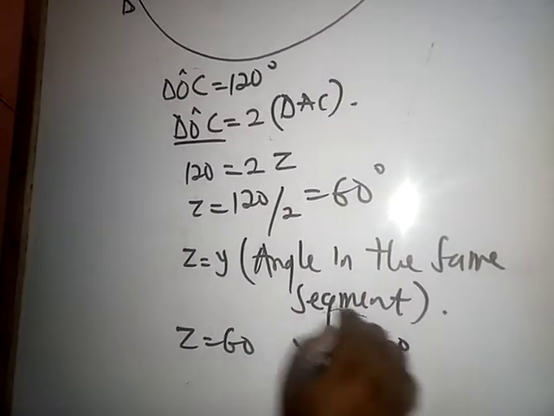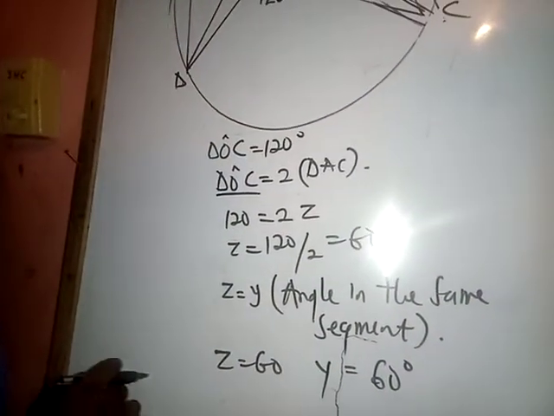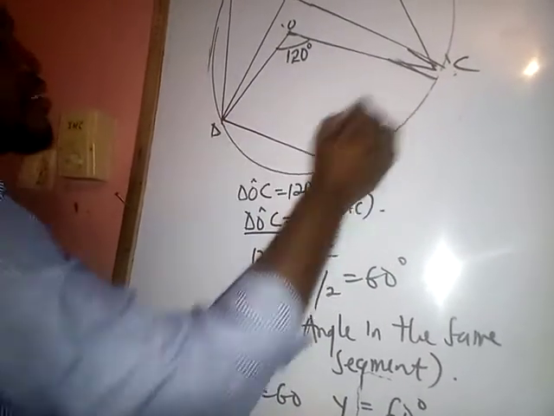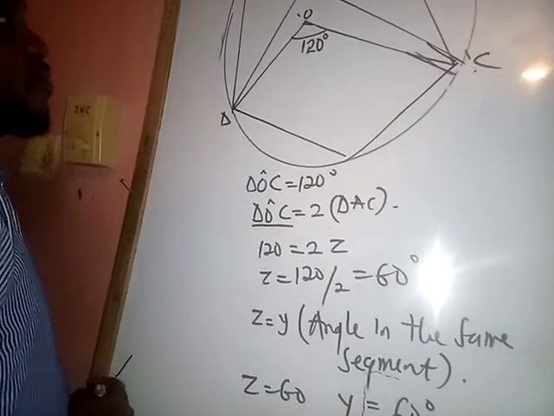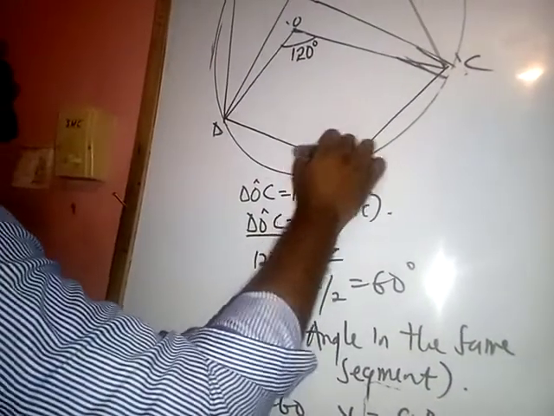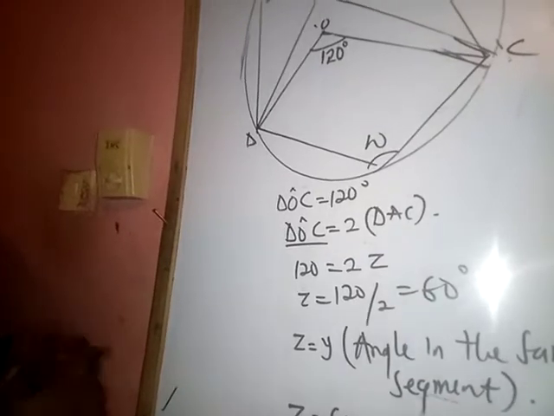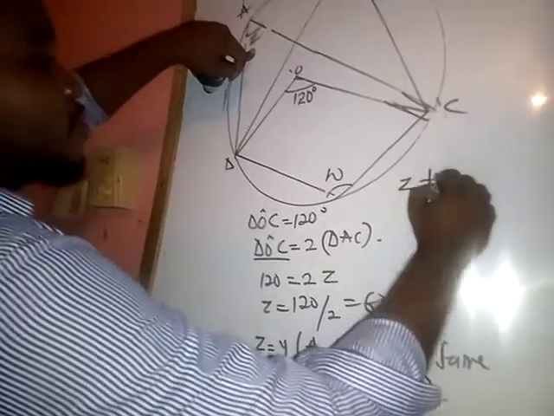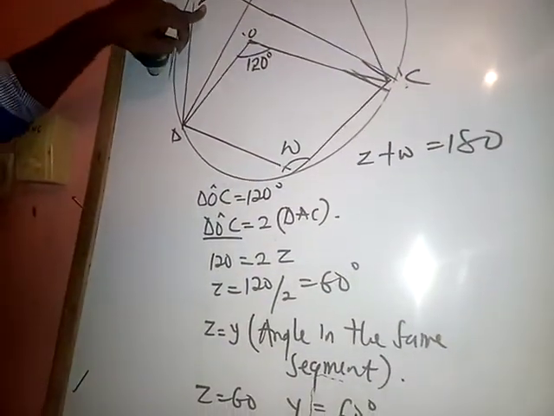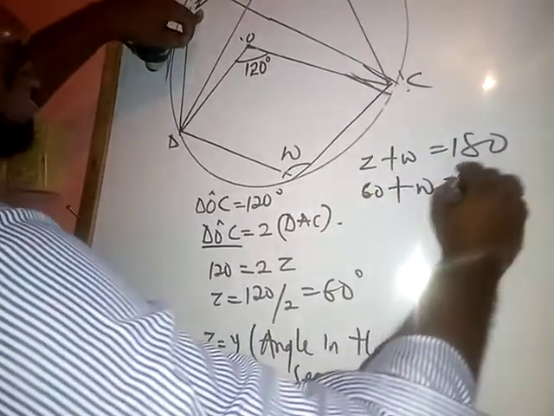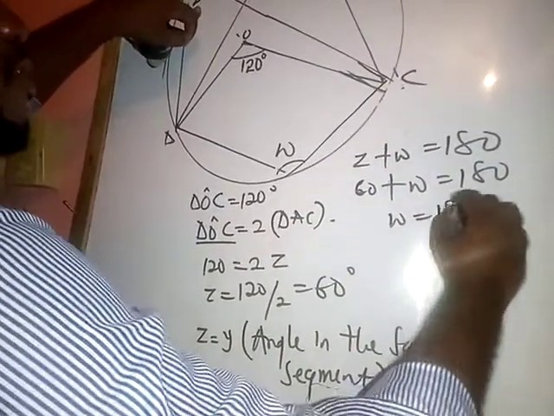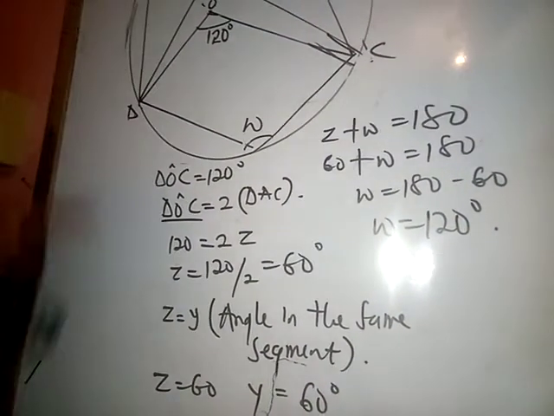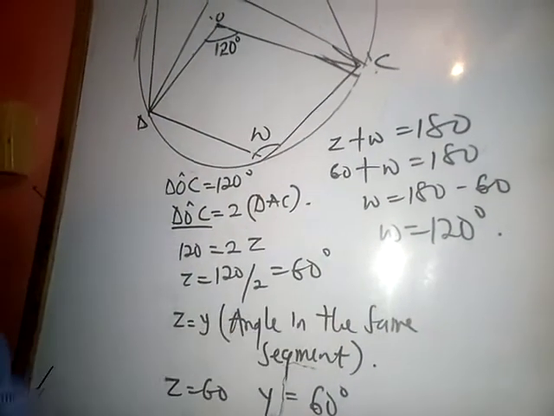Y is equal to 60. Now guys, let me quickly show you this. If I want to extend this question to make it more confusing, and I add this to it, and I say what is here? If here is W, don't forget that I told you that this angle and this angle add up to 180. So Z plus W is equal to 180. What is my Z? 60. So W is equal to 180 minus 60. W is equal to 120.